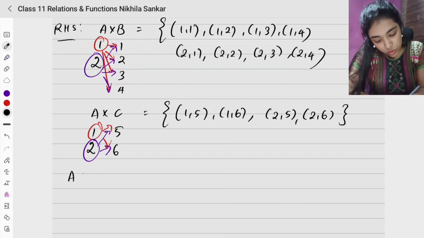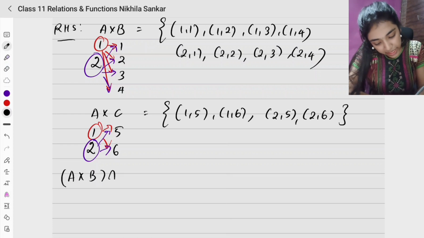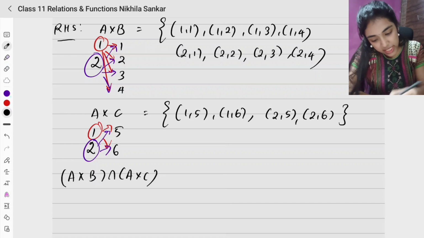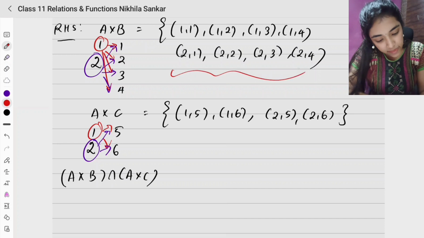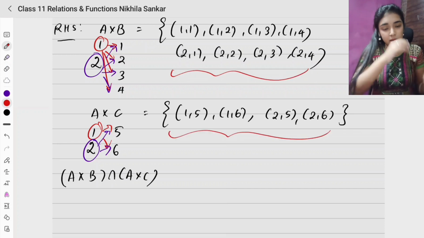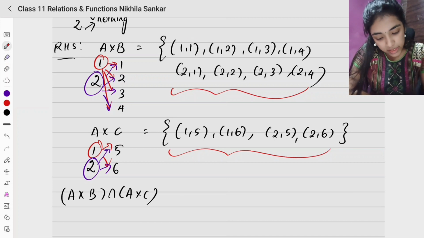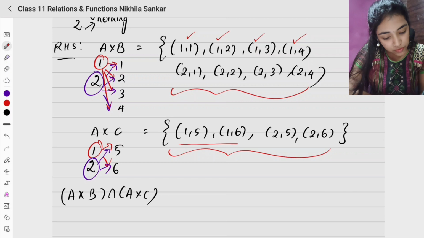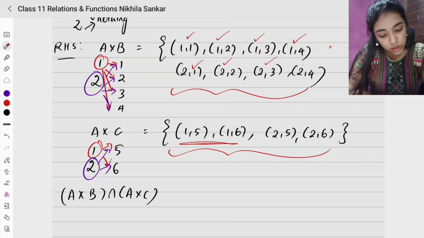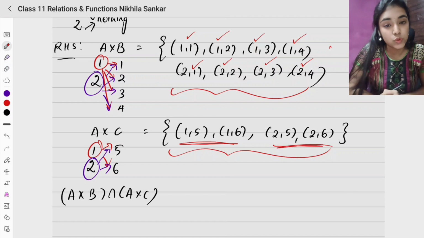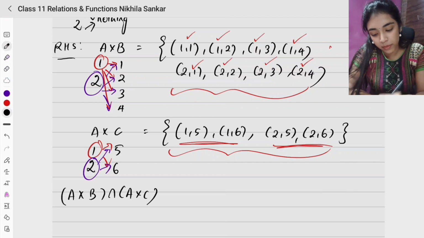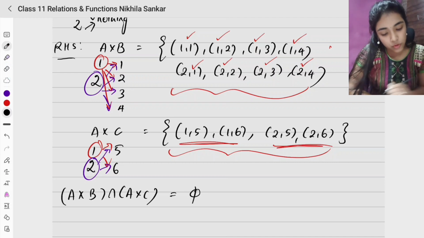So now I need to do A cross B intersection A cross C. In this set and in this set, do you have any common elements? Please check. (1,1) is not there. (1,2), (1,3), (1,4) I don't see any of that. I only see (1,5) and (1,6), which are not here. Now I have (2,1), (2,2), (2,3), (2,4), and I have (2,5) and (2,6) here. I see that there are no common elements, which means their intersection is also going to be a null set.